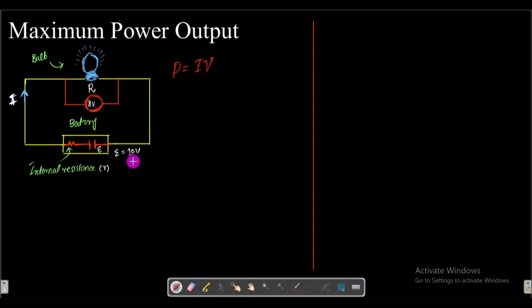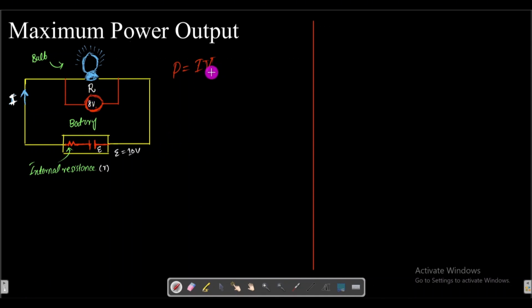Here this is 10 volt, and if I measure the potential with a voltmeter here, we detect that this is 8 volt, and here this is actually 10 volt. Where is this 2 volt dissipated? That 2 volt is dissipated in the internal resistance of the battery. So how do we achieve the maximum power?